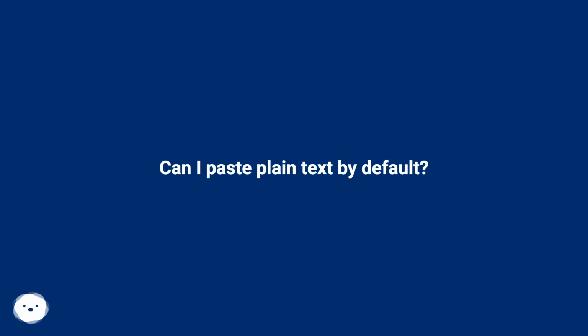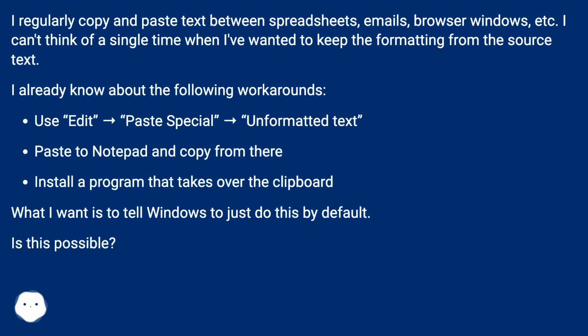Can I paste plain text by default? I regularly copy and paste text between spreadsheets, emails, browser windows, etc. I can't think of a single time when I've wanted to keep the formatting from the source text. I already know about the following workarounds.